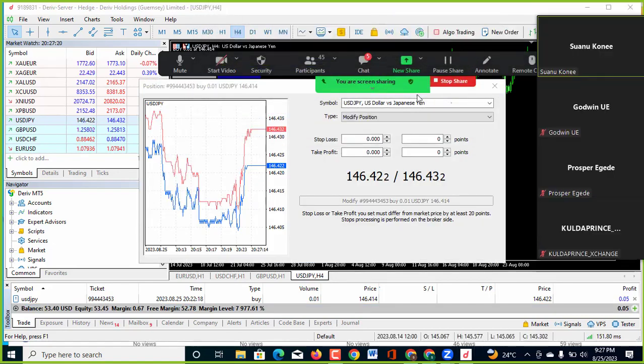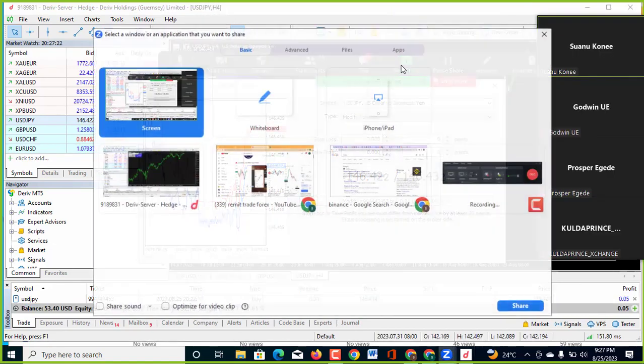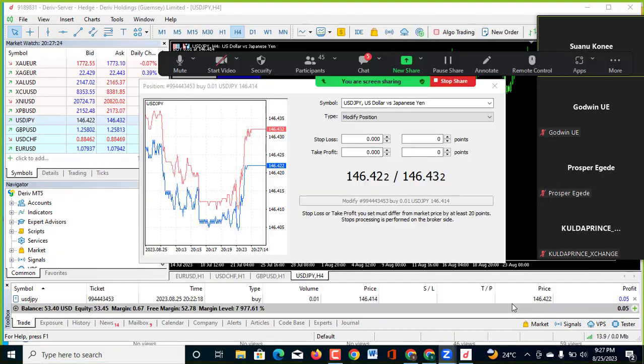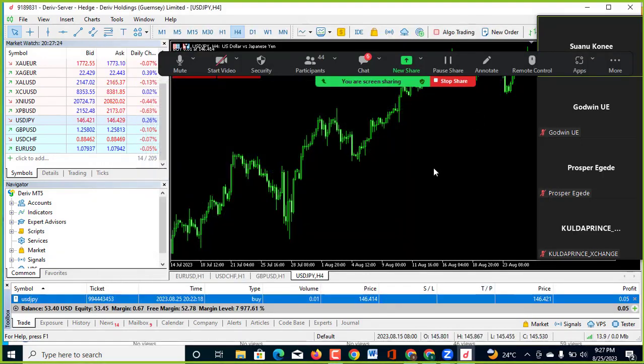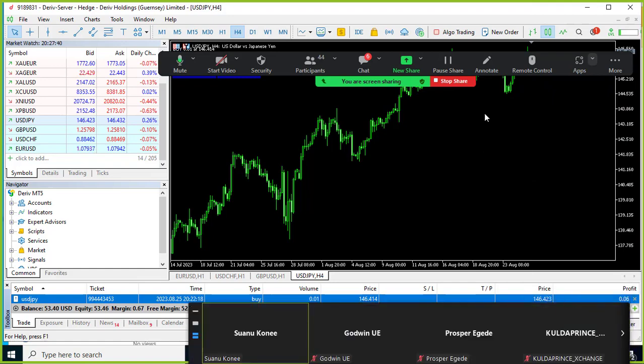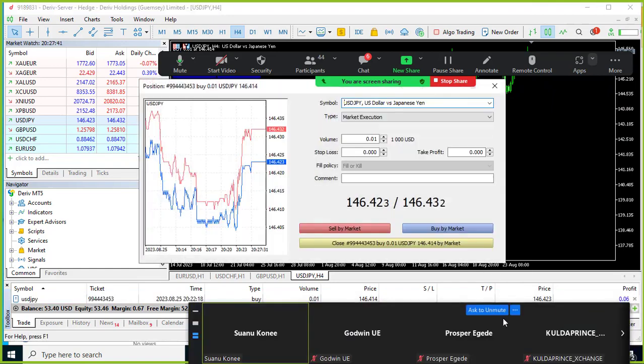Okay, let me share my screen. Very quickly, let's say, for example, I still have this trade running, and currently it is running in profits to the upside. Let's say I want to modify this trade. Remember, I did not place stop loss and take profit.